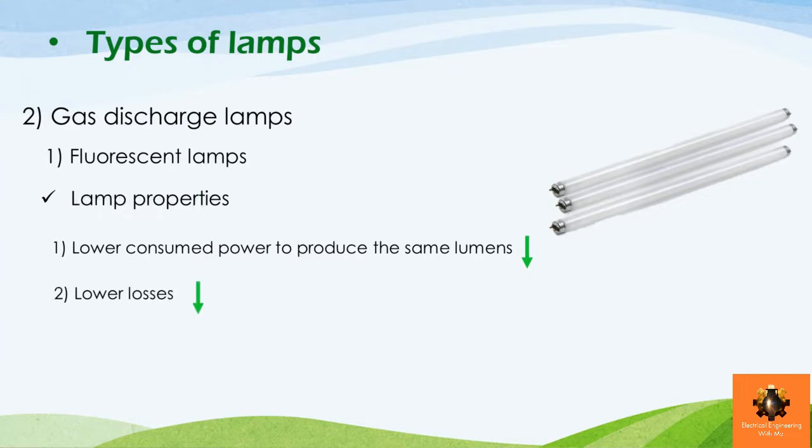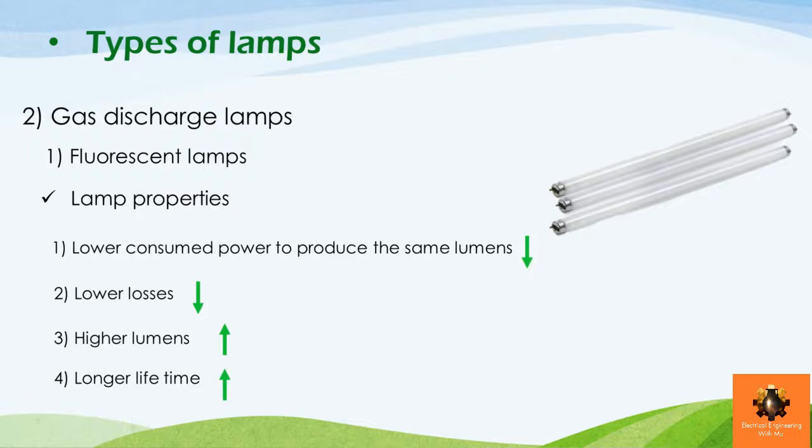And the second property of the fluorescent lamp is that it has lower losses, which means that the power losses of the fluorescent lamp are low, so it has lower heat losses and lower losses in electricity. And the third property is that it has a larger amount of lumens out of it, so the light out of it is high. And finally, it has a longer lifetime, so the number of working hours of the fluorescent lamp is high, or it lasts longer before being damaged or burned out.